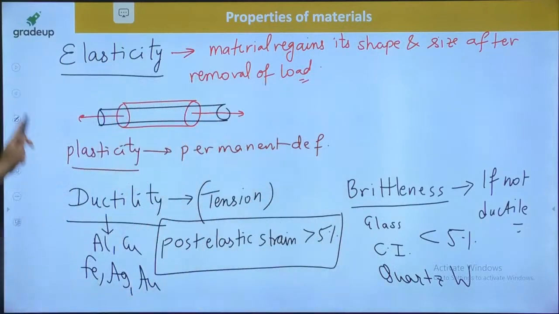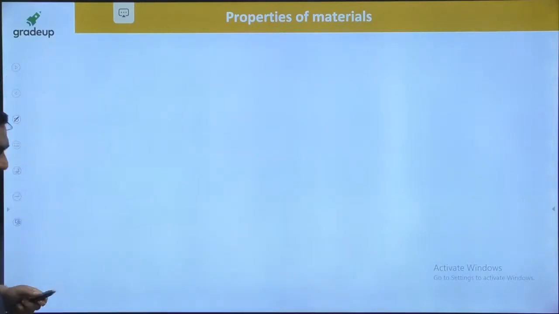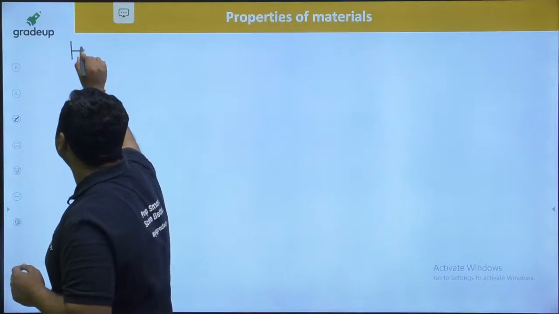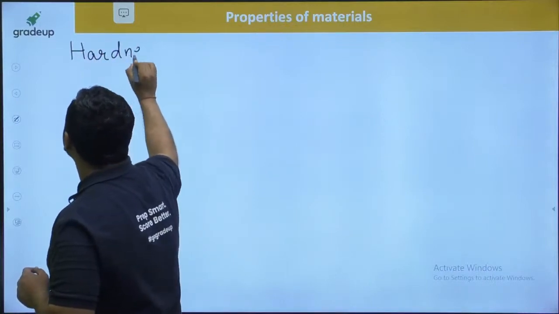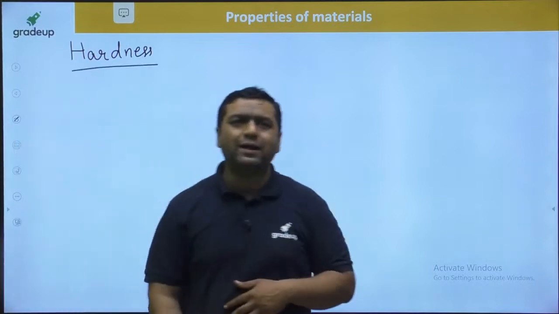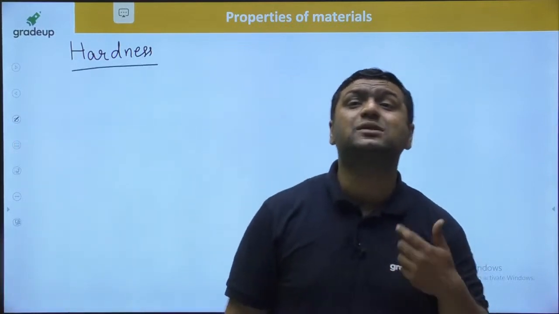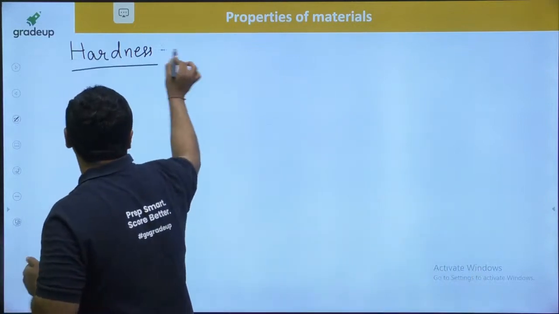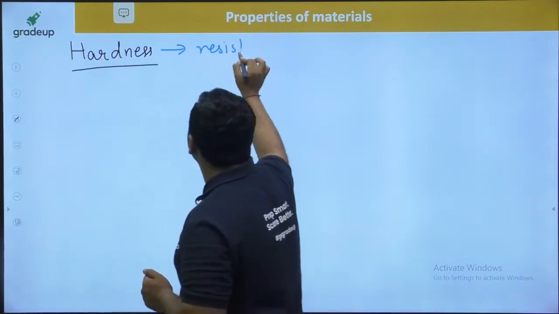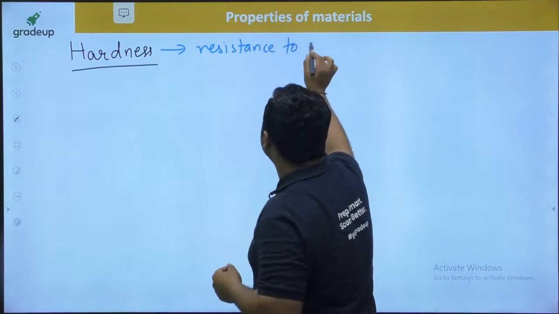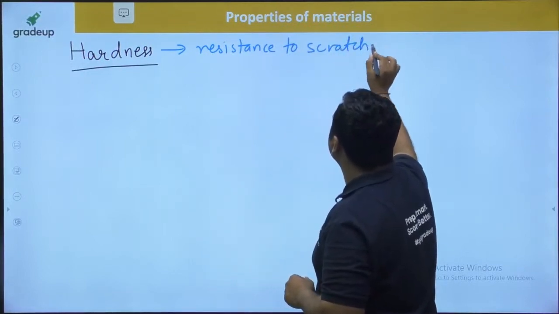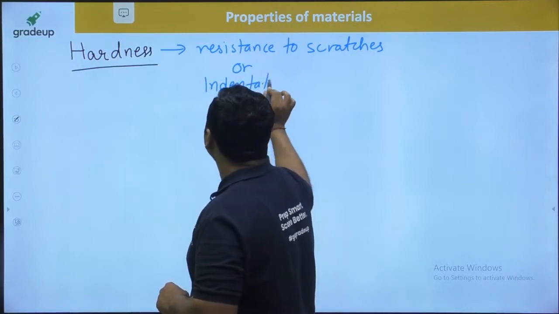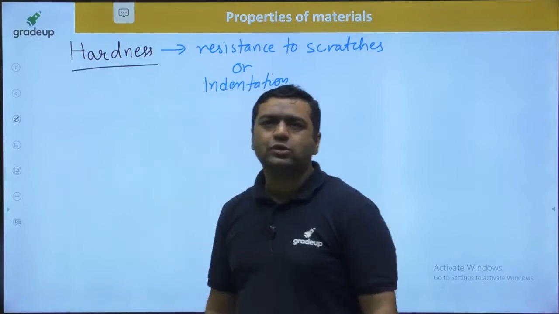Yes, dear. So this is about ductility and brittleness. Now I am telling you about some core properties like hardness, and then we will have some hardness tests also. When we are talking about hardness, hardness is defined as resistance to scratches, resistance to indentation. So when we define it, it is nothing but the resistance to scratch or indentation.